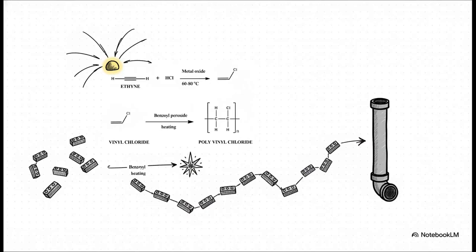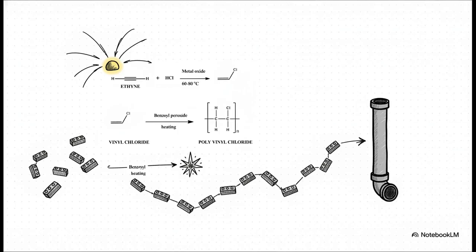Let's see how this building process works in reality with something you likely use every single day, PVC, or polyvinyl chloride. You start with ethene and hydrogen chloride, and a catalyst helps them form vinyl chloride. That vinyl chloride is our monomer, our single Lego brick. Then, through heating and a chemical initiator like benzyl peroxide, those individual vinyl chloride molecules literally snap together. They break their double bonds to form a long, continuous chain.